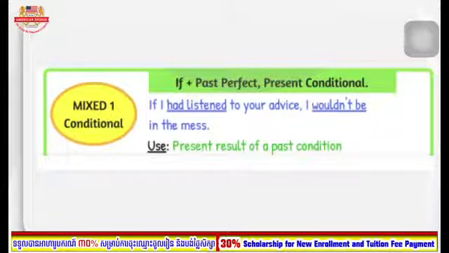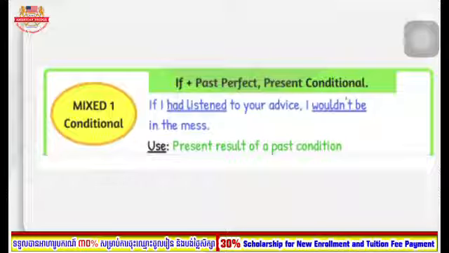Mixed conditional. With the mixed conditional, there are two forms, but the teacher would like to review only one form. It's if plus past perfect, comma, would plus present conditional. If I had listened to your advice, I wouldn't be in this mess. We talk about the present result of a past condition, right? We talk about the result of what we didn't do in the past. Okay, very good.